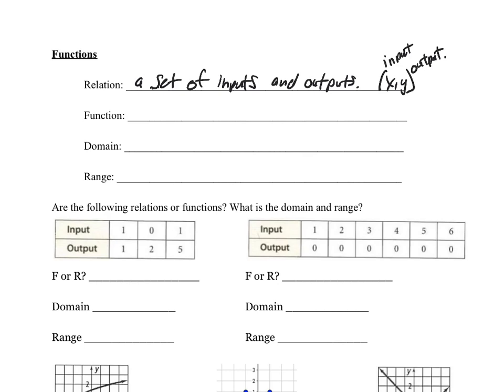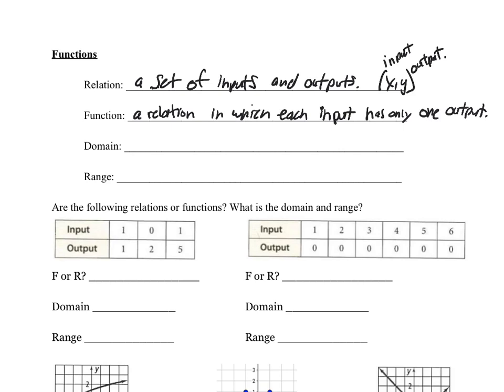A function is a little bit more specific. It is a relation in which each input has only one output. Okay, so what does that mean? Well, that means that each x is only associated with one y. If there was an x that was associated with more than one y, it would not be a function.